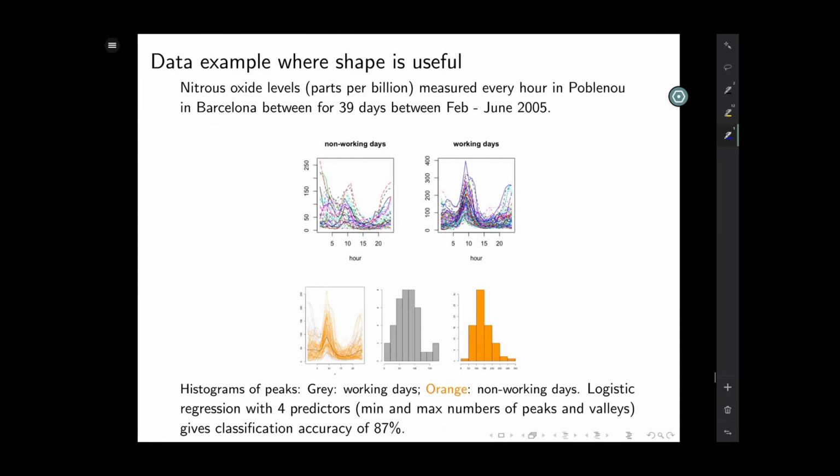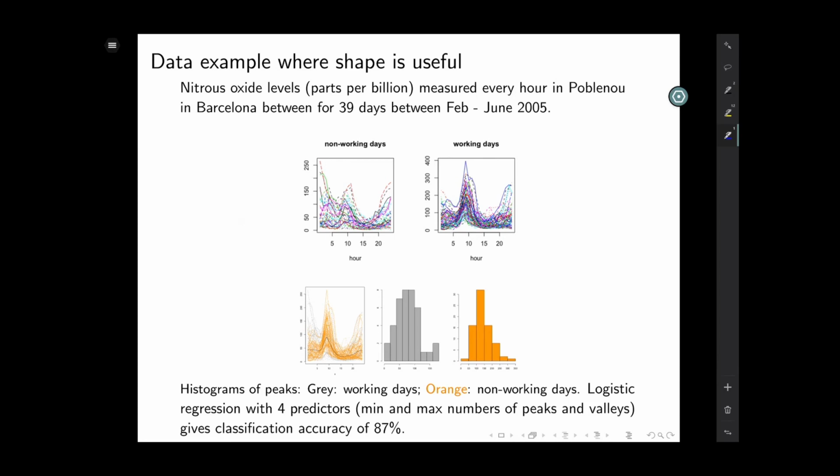So here's a quick example where classification can be done quite easily without doing any registration. This is a data set corresponding to nitrous oxide levels in Barcelona for non-working days and working days in 2005. Non-working days and working days, you would expect to see some phase variation because of differences in peak timings for the two classes. So if you want to distinguish between the two classes using some kind of a classifier, you would first need to align the peaks and the valleys in some sense before coming up with any classifier, because the phase variability is nuisance. Okay, that's an artificial thing.